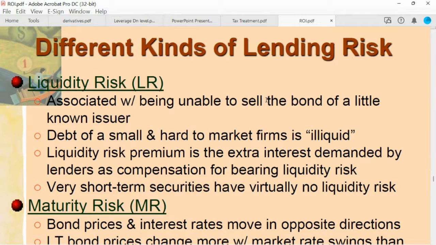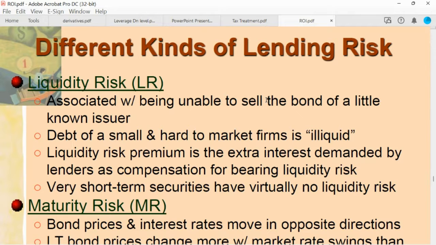Now, liquidity risk means risk associated with being unable to sell the bond of a little known or unknown issuer. Now think about it. It's a problem. Debt of a small and unknown firm is illiquid. It's not easy to sell, right?